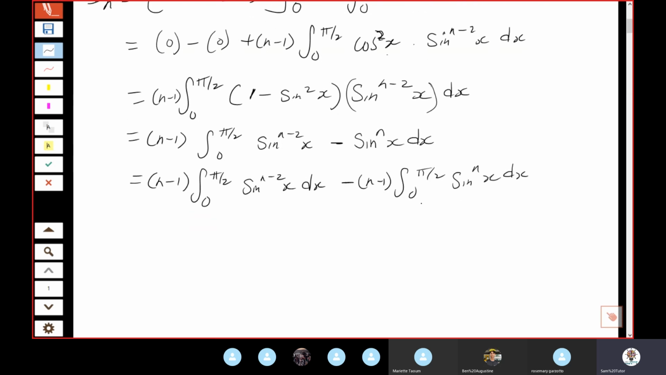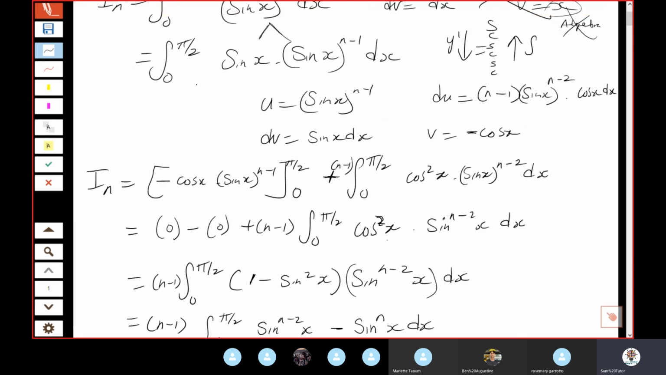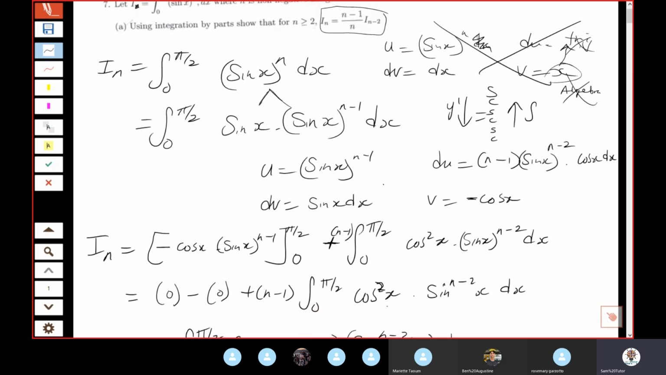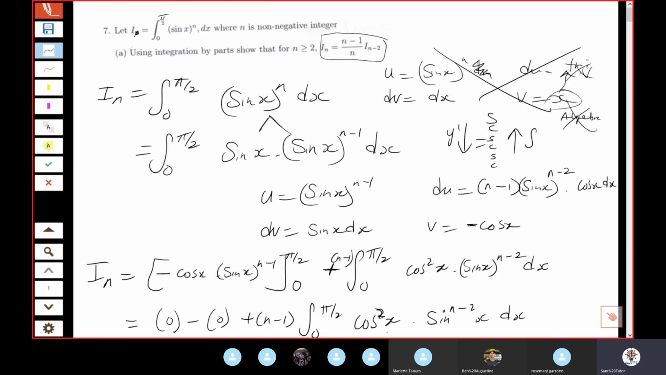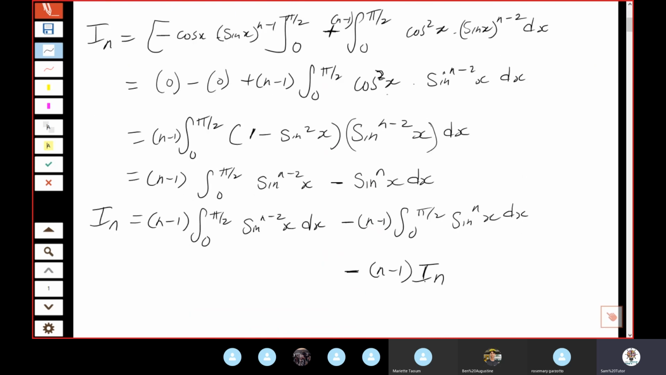Now, this guy, look at it, the integral from 0 to pi on 2 of sin^n x dx. That is exactly the original question. So just look at your original question. There. 0 to pi on 2 of sin x to the power of n. Exactly the same. So this guy can be written as what now? I_n. Because the question said I_n is this integral.